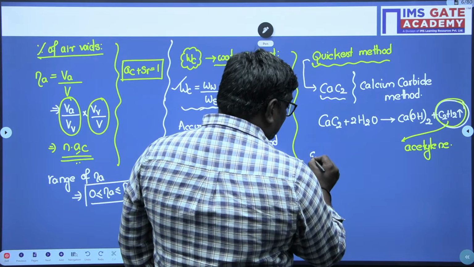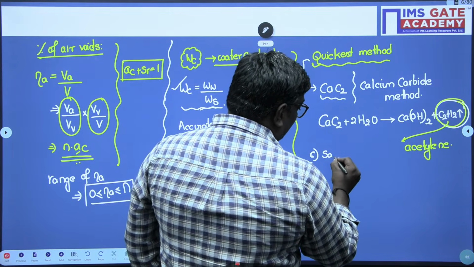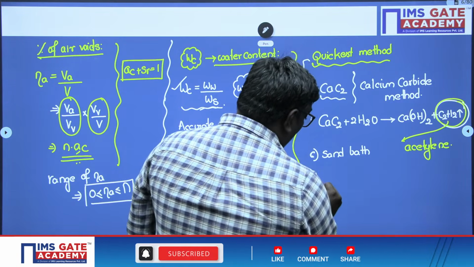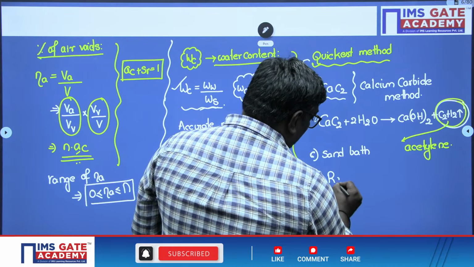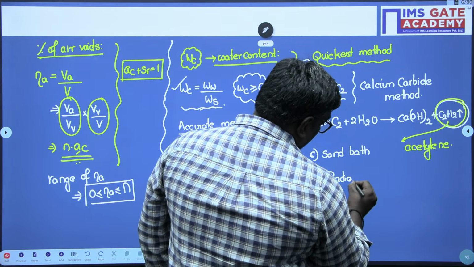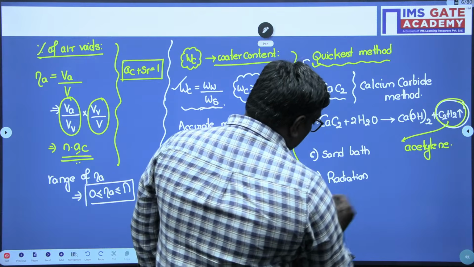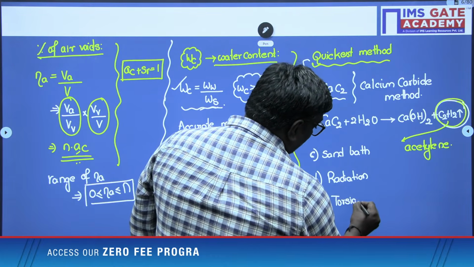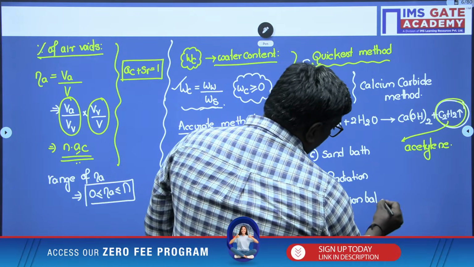We have other methods like the sand bath method. No need to go into detail, but in a multiple choice question they can ask you. Or radiation methods we have, and also we have the torsional balance method. So these are all the methods to determine the water content.